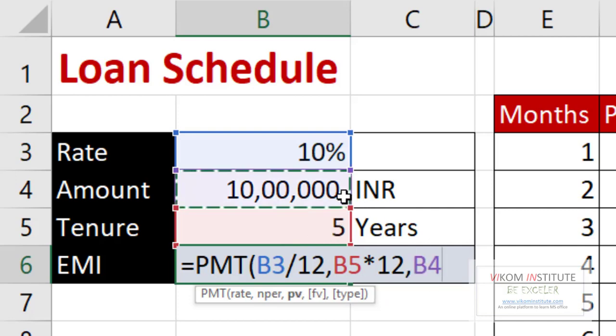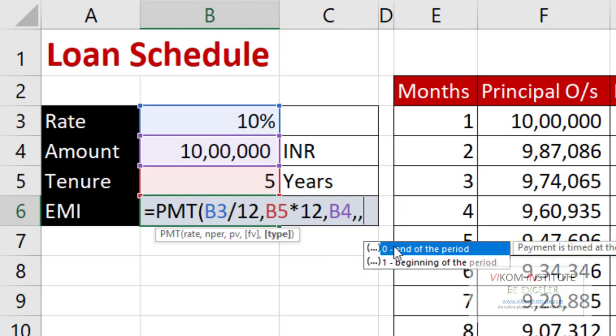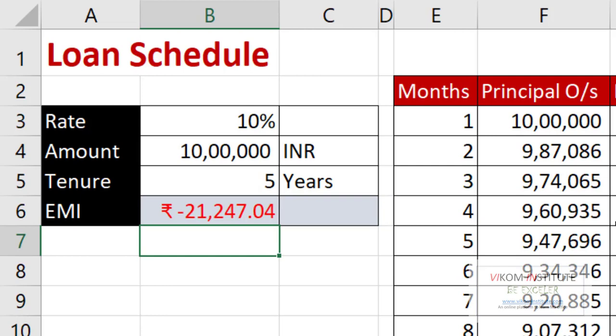Present value is this, since our loan disbursement amount is this, comma. Now I don't know the future value, comma, so I am skipping it. In what period is your loan payable? At the end of the period or in the beginning? Since my loan is payable at the end of the month, I need to use 0 here, and close the parentheses and enter.